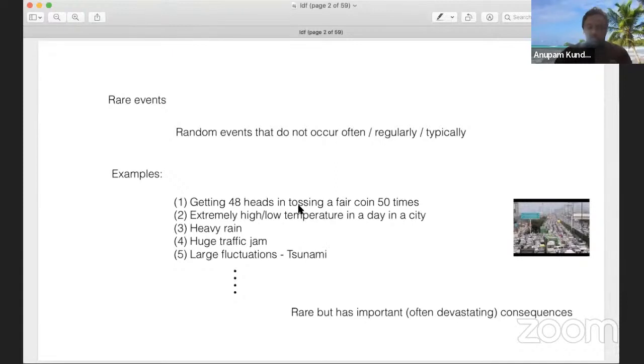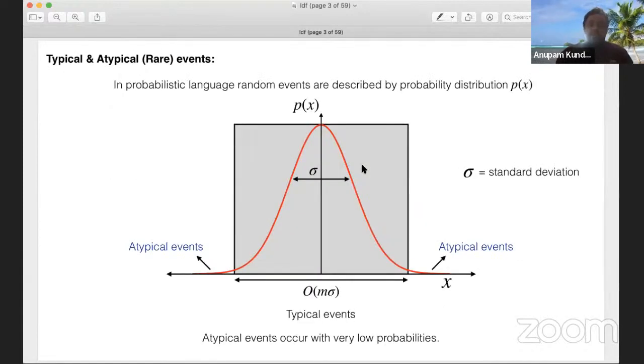In probabilistic language, random events are described by probability distributions. And this is a typical schematic plot of a probability distribution. Typically there will be a peak and then there are tails. Around the peak there is a mean value, and around this mean value you consider a region of the order of a standard deviation. The events within a few standard deviations have appreciable probabilities, and we consider them typical events, because if you repeat the experiment a sensible number of times, you will find these events to occur.